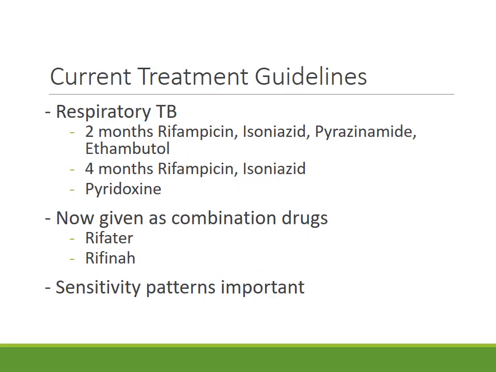Current treatment guidelines, respiratory TB. For 2 months, they are given rifampicin, isoniazid, pyrazinamide, and ethambutol, followed by 4 months of rifampicin, isoniazid, pyridoxine. Now given as combination drugs, Rifid. Sensitivity patterns are important.